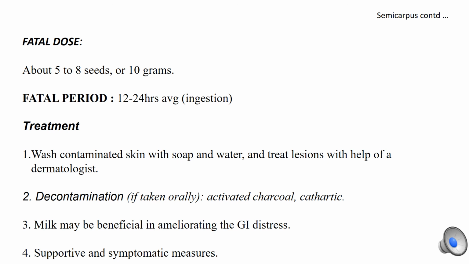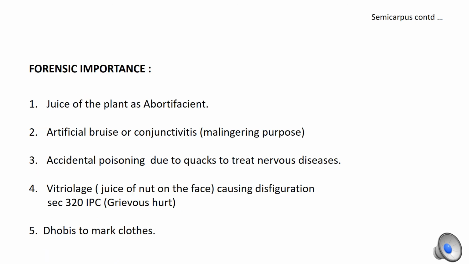Treatment is exactly the same symptomatic treatment. There is no specific antidote. Decontamination with activated charcoal and cathartics. Milk may be beneficial for reducing the GI irritation. Supportive measures and symptomatic measures. Forensic importance is juice of the plant as abortifacient, artificial bruise, conjunctivitis, accidental poisoning. Vitriolage, that is the juice of this plant when thrown on the face causes disfigurement. Okay, mainly section 320 IPC.